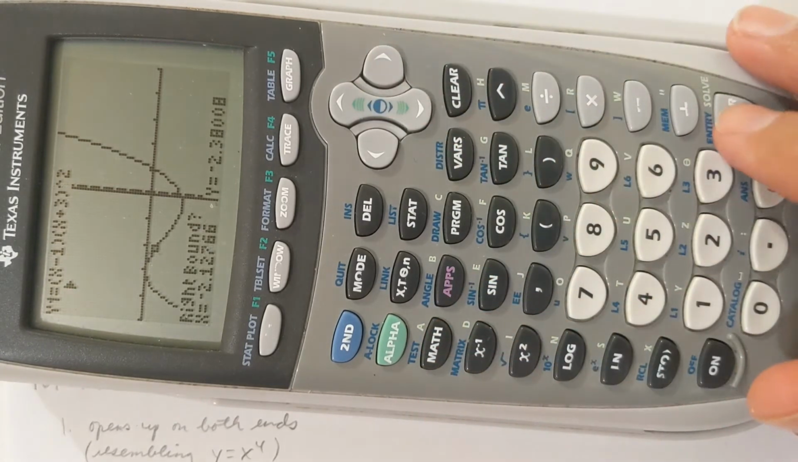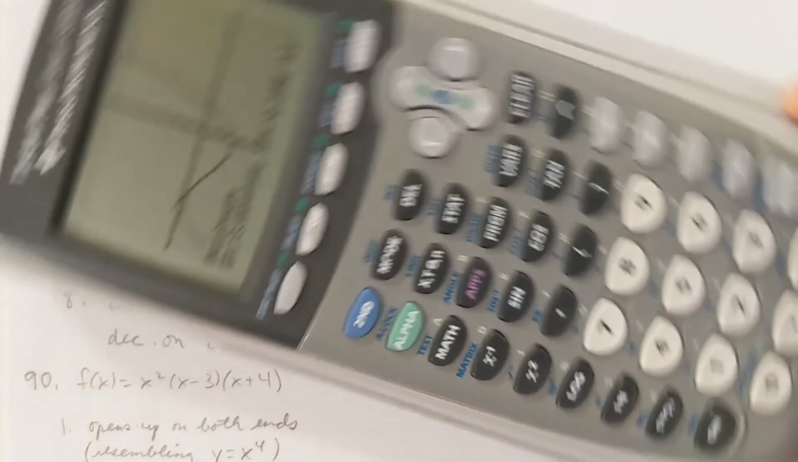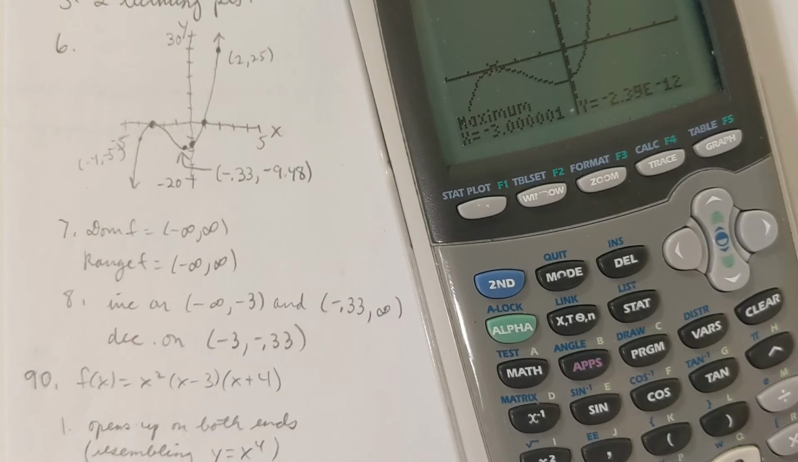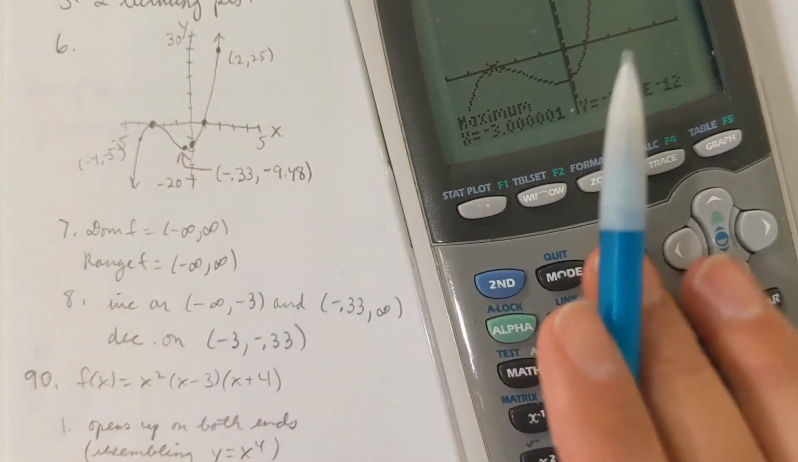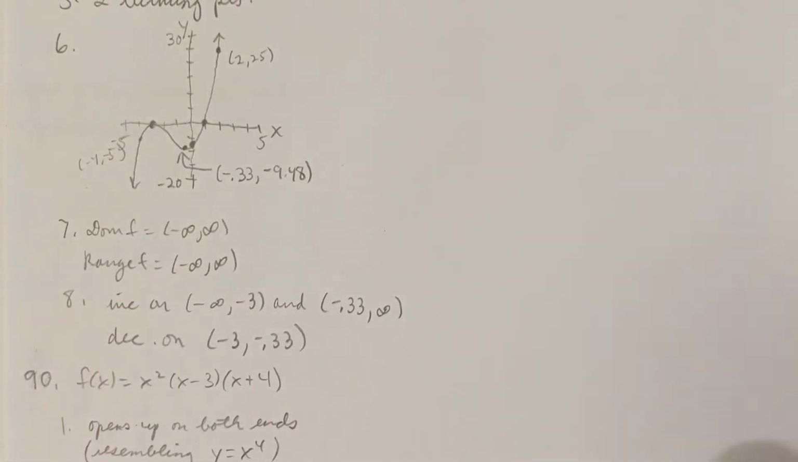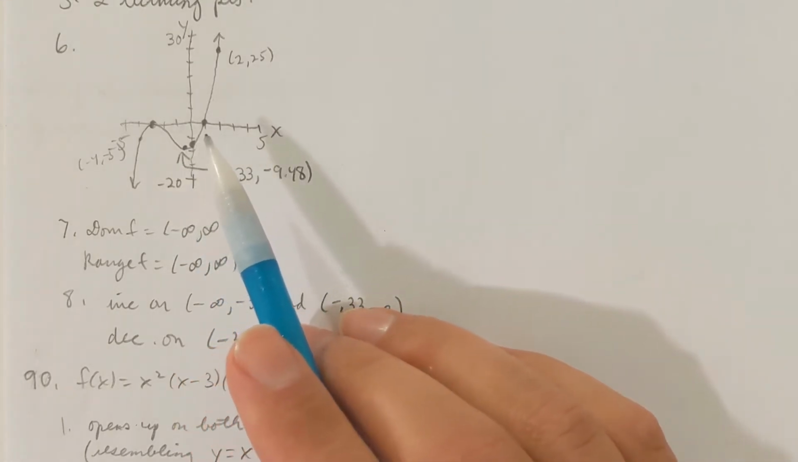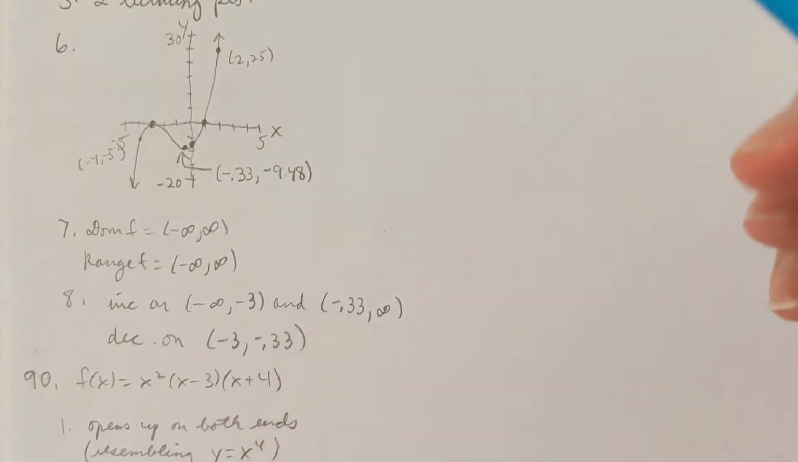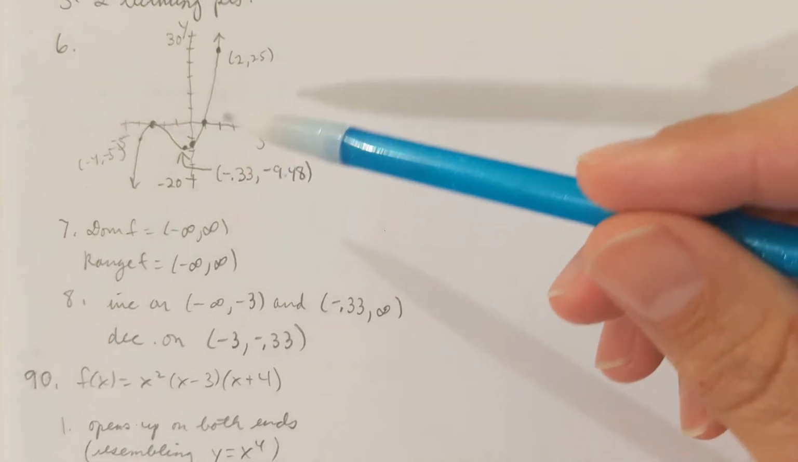Okay. So I hit enter there. There's a maximum at -3. Okay. And so I found the two mins and maxes, and that allows me to graph the function.